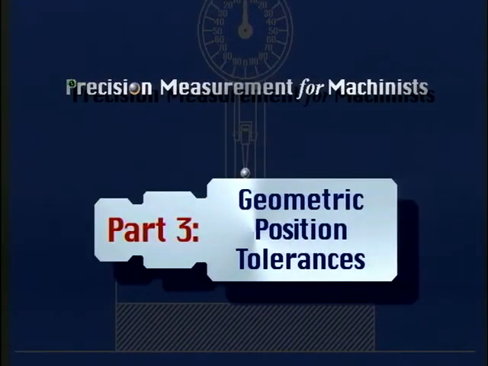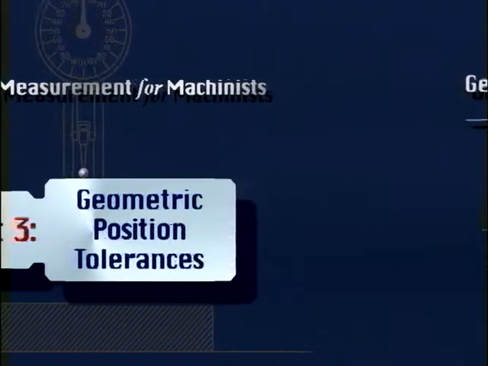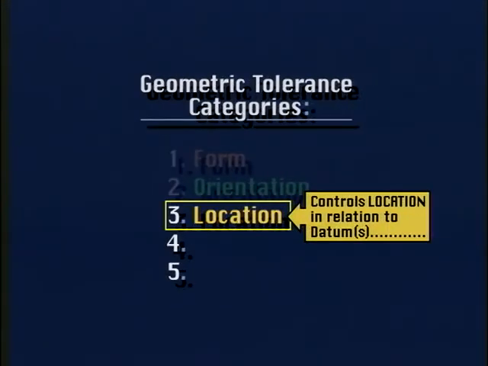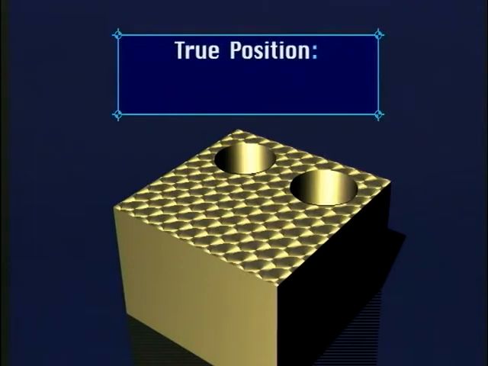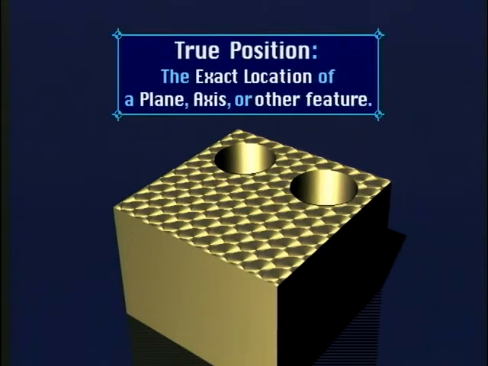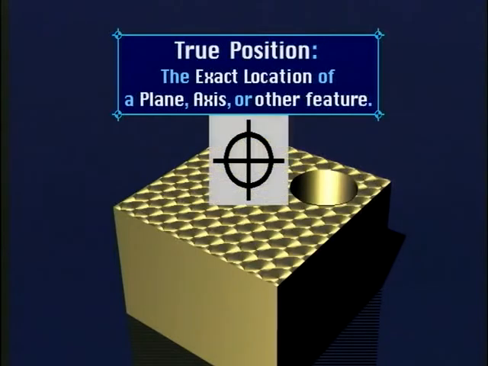Part 3. Geometric Position Tolerances. To control the location of workpiece features in the GD&T system, location tolerances are used. The most commonly used location tolerance is the position tolerance. Position tolerances are measured from the true position of the feature. True position is the exact required location of a plane, axis, or other feature. This is the GD&T symbol for the position tolerance.